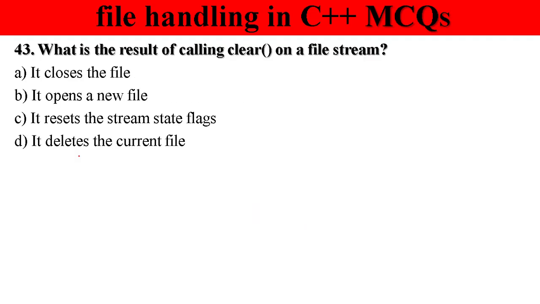Question number 43. What is the result of calling the clear function on the file stream? A. It closes a file. B. It opens a new file. C. It resets the stream state flags. D. It deletes the current file. C is the correct answer. It resets the stream state flags.